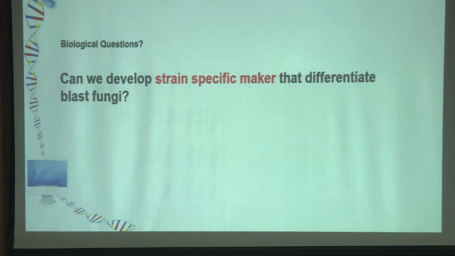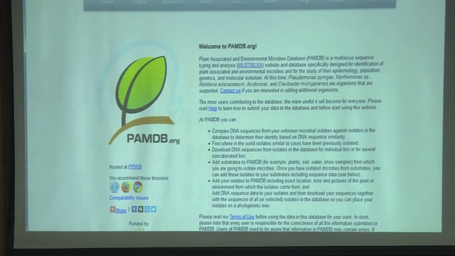So the question is, what do these databases really do? What is their function? How does it work? I must tell you that these databases are maintained by individuals. Right? PAMDB is maintained by Boris Vinatzer at Virginia Tech. Much similar to that, PubMLST is maintained by scientists in the UK. So what do they do?